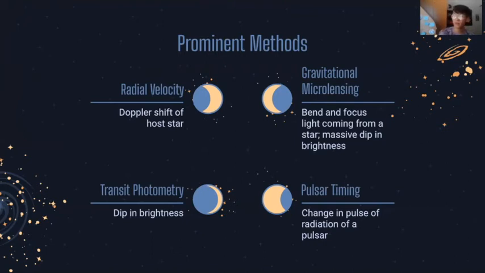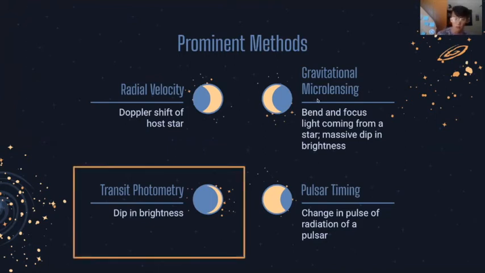For another method, there's also gravitational microlensing. One of the big downsides is that it's pretty uncommon, but it's very useful if it comes into effect, because when there is a lens star which lenses the star behind it, which has an exoplanet, there would be a massive dip in the brightness of the star. There's also pulsar timing, in which there is a change in the pulse of the radiation of the pulsar, which was explained earlier. And for our experiment, we used transit photometry, which basically means you take images of a star and then measure the dip in brightness of that star, which is due to the exoplanet moving in front of it.